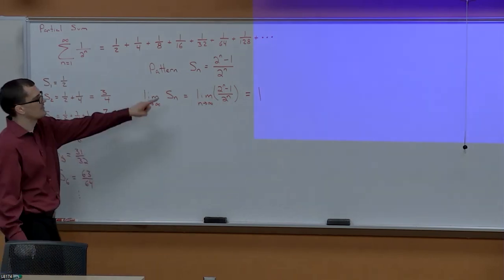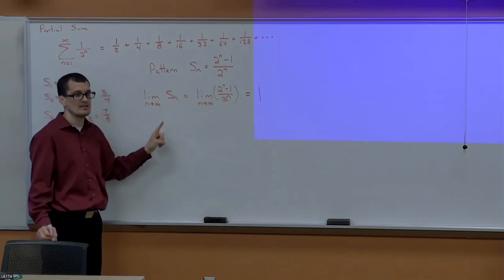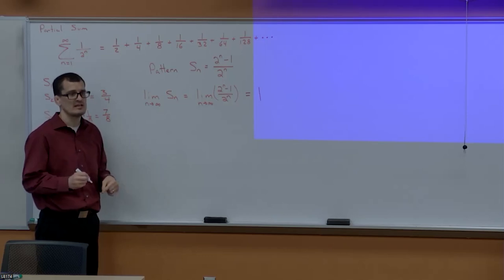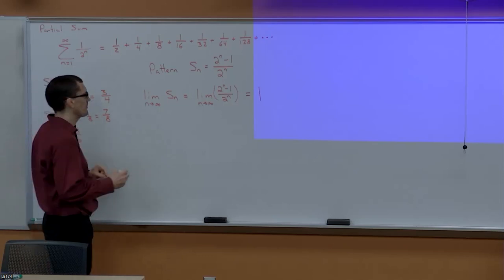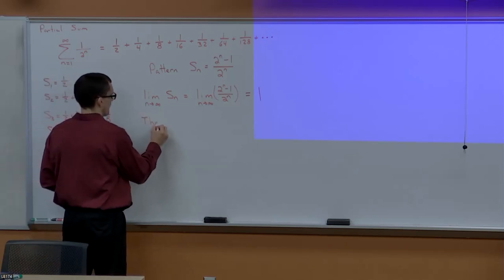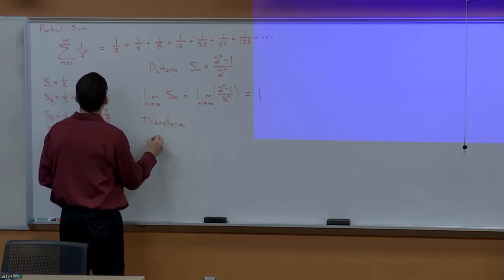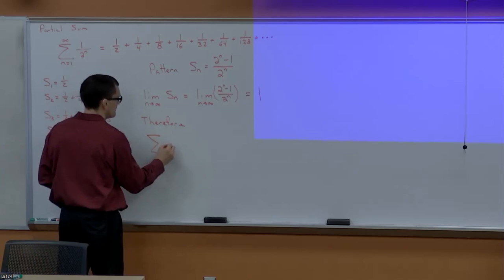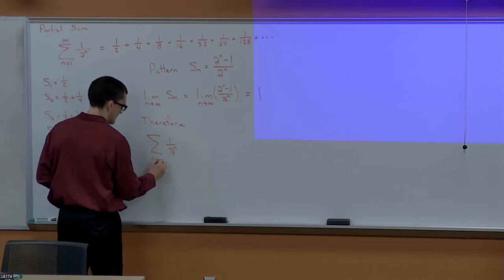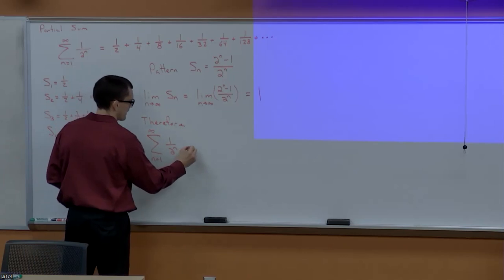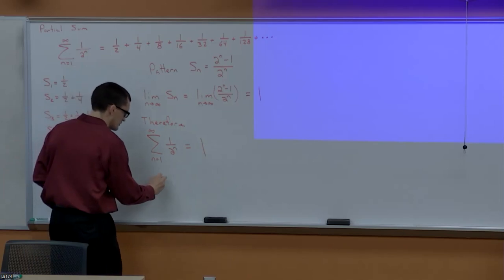So we found the patterns in the partial sums. The partial sums have limit one. As you increase n, you get closer and closer and closer to one. Therefore, we say the infinite sum of 1 over 2 to the nth power is equal to 1, or converges to 1.